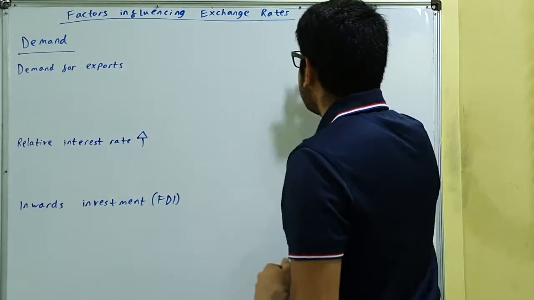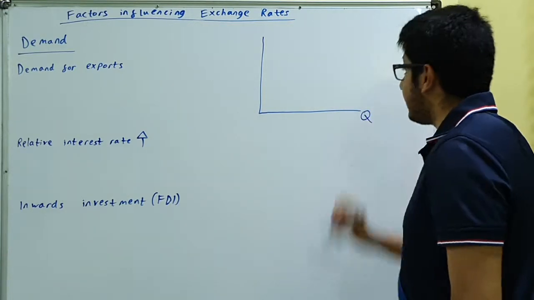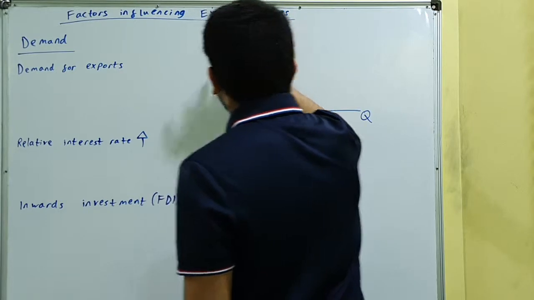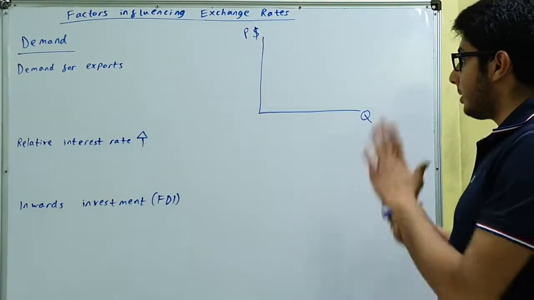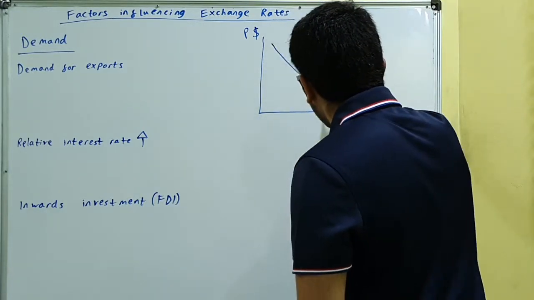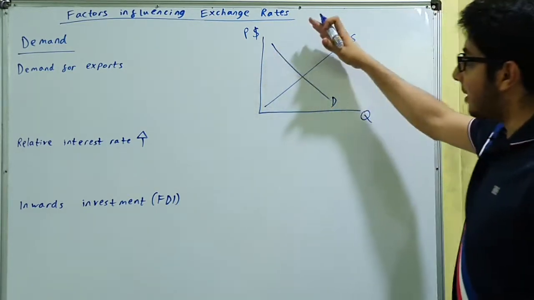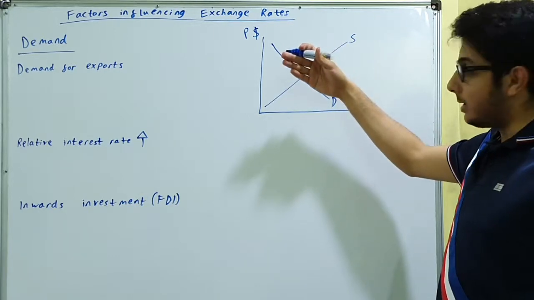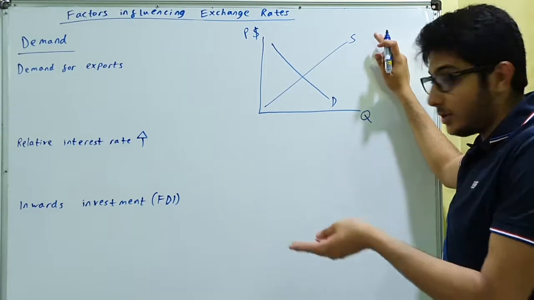First of all, let's look at the diagram that I need to draw. The quantity of the currency and the price of the currency, let's say the dollar. So we have demand, we have supply. Demand shifts upward, the price of the dollar is going to increase, it's going to appreciate. If demand decreases, the price of the dollar will decrease, it's going to depreciate.